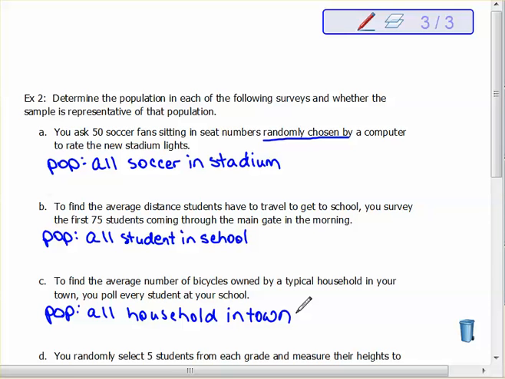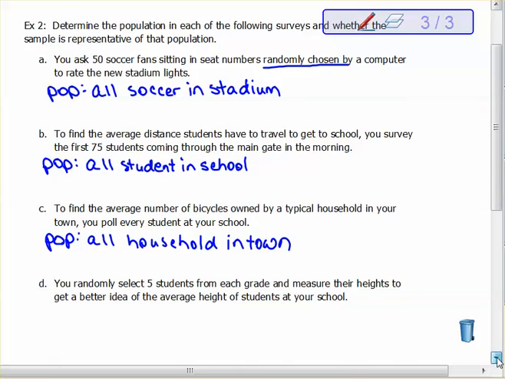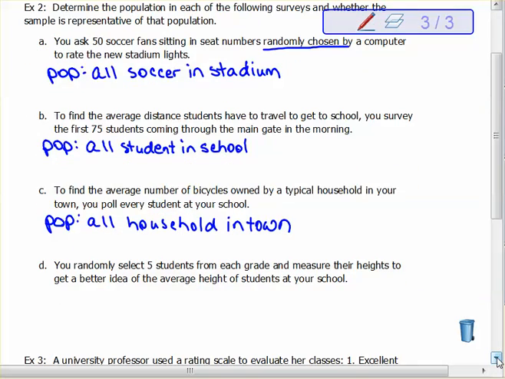Because what about older people that don't have children in the school? Or what about young couples that don't have children in the school yet? What about couples that don't have children, period? What about single people that may or may not have children in the school? They could own bicycles just as well. So you're not getting a fair representation of your bigger picture by only polling the students.